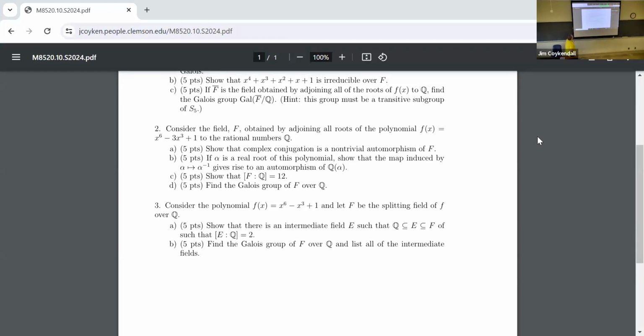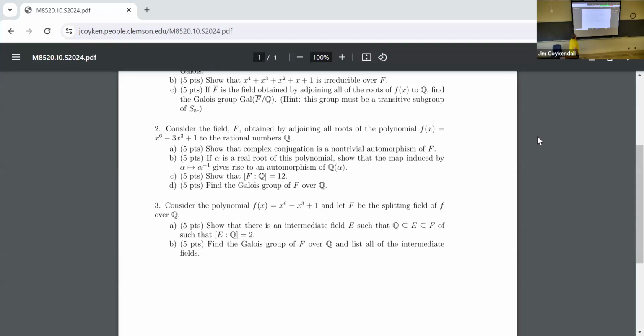If alpha is a real root of this polynomial, show that the map induced by alpha goes to alpha inverse gives rise to an automorphism of Q of alpha. Show that the degree of this splitting field, F over Q, is 12, and find out what the Galois group of F over Q is.